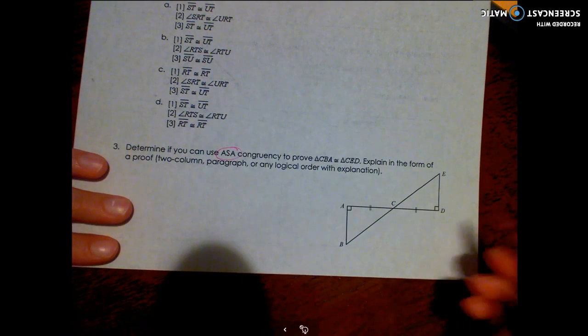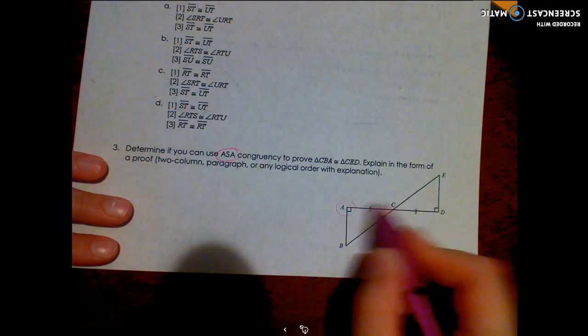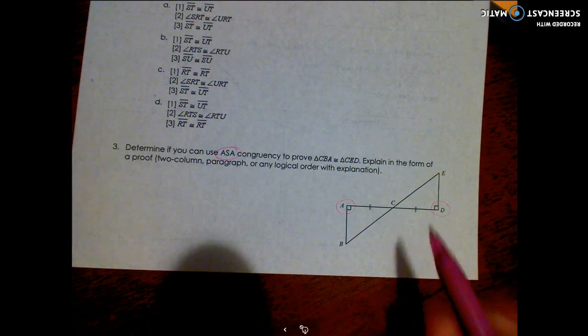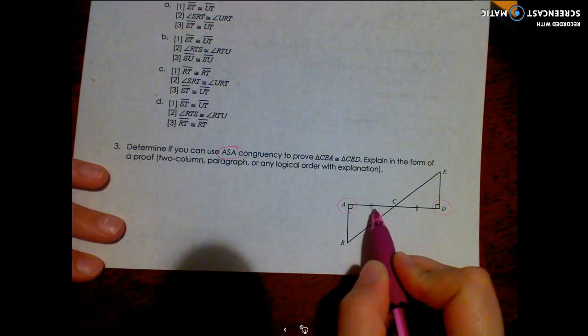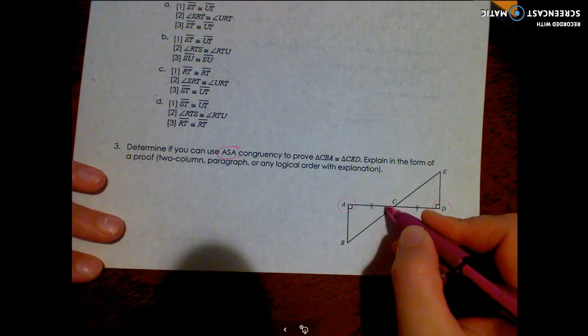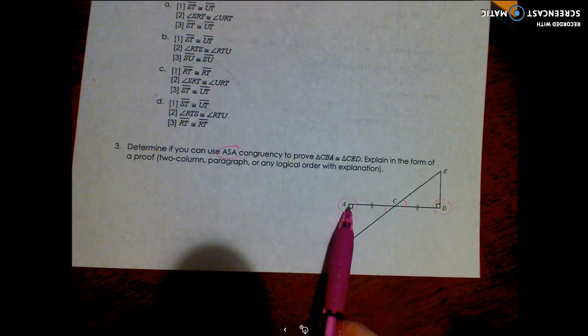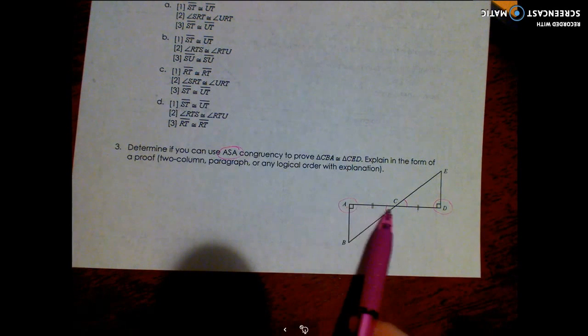So if I look at my picture, I see that they're giving us that these two angles are 90 degrees. And since they're 90 degrees, that means that they also have to be equal to each other. It's also giving us that these two sides are congruent. And then you can see this last piece here is that those two angles are actually going to be congruent because of vertical angles. So you can see that you have your angle side angle.